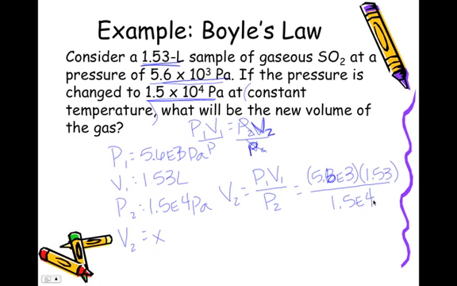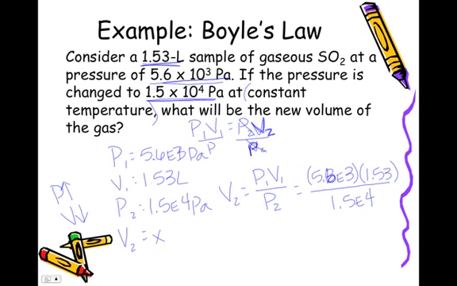Now, before we even solve this, think about what you expect to happen to the volume. The pressure changed from 5.6 times 10 to the 3rd to 1.5 times 10 to the 4. So our pressure went up, which means our volume has to go down. So I should expect something that's smaller than 1.53 liters. So 5.6 times 10 to the 3rd times 1.53 divided by 1.5 times 10 to the 4.